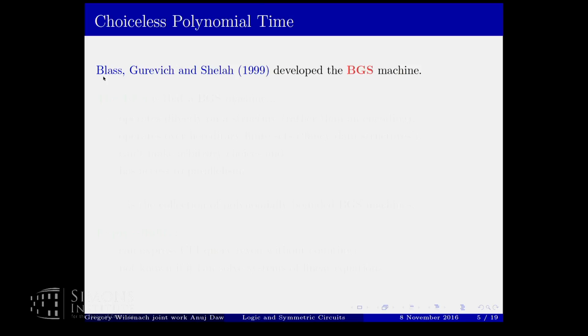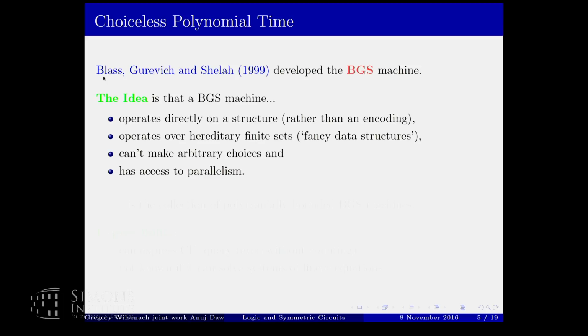And it's defined in terms of what are called BGS machines. Now, going into detail about what a BGS machine is would take an awfully long time, but the basic idea is this. A Turing machine takes in an encoding of a structure, and in doing so, it implicitly orders it. And what we'd really like to do is study what computation looks like on pure structures. So the BGS machine directly takes in an unordered structure. It operates on hereditarily finite sets over that structure and has access to parallelism, but very importantly, can't make arbitrary choices.